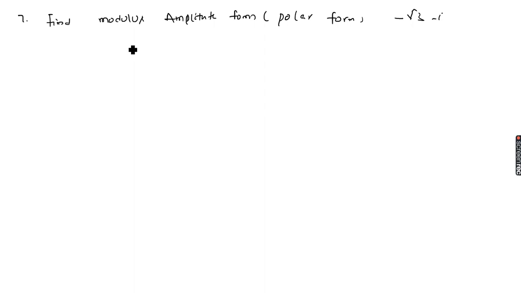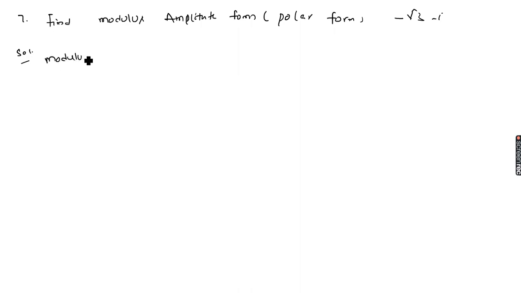And next one. Find the modulus and amplitude, the polar form, of minus root 3 minus i. So here the solution is the polar form.